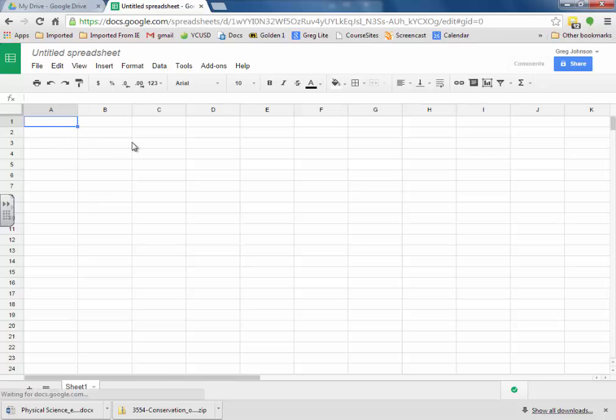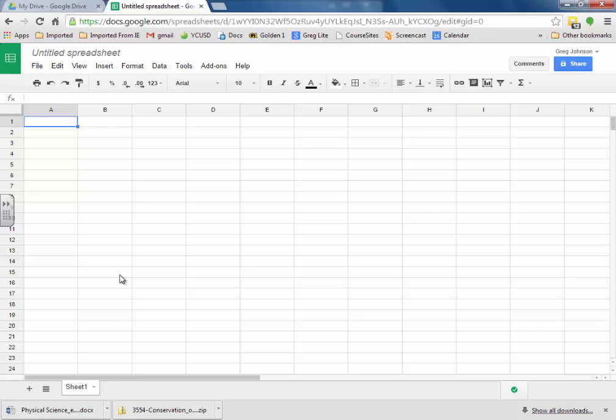And what you notice is just a bunch of boxes. It's a grid. And you've got columns labeled with letters and rows labeled with numbers. What a spreadsheet does is allow you to put either text or numbers into these boxes. And what makes it interesting and cool is that when you enter numbers into these boxes, you can make the spreadsheet do calculations on those numbers.